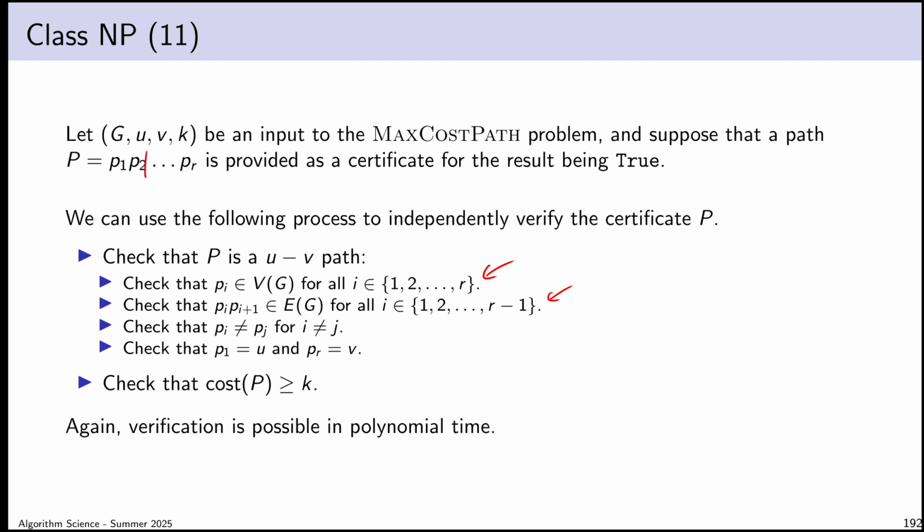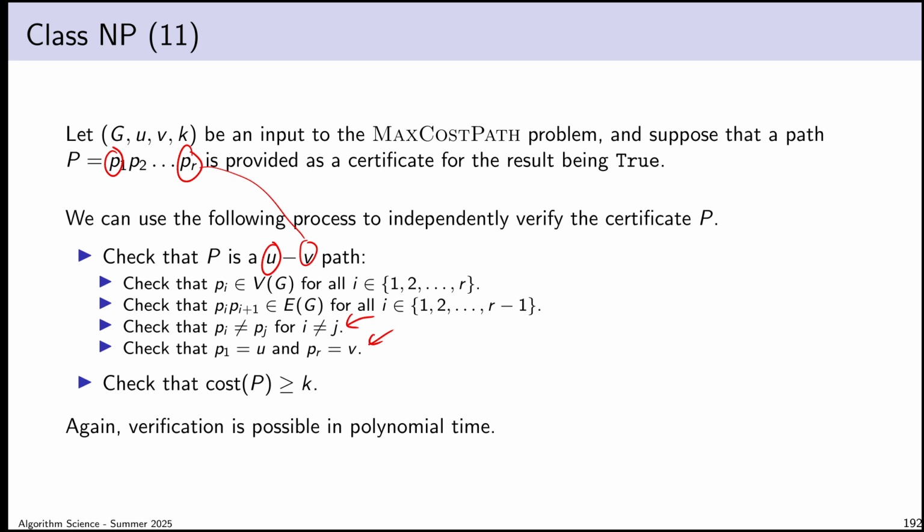Second, if I look at two vertices that are next to each other on the path, they have to be connected by an edge. In this case, it has to be a directed edge if it's a directed graph, so from P1 to P2, for example. So I verify that this thing here is in the graph as an edge for every pair of adjacent vertices along the path. Then I have to verify that no vertex appears twice along the path, because it wouldn't be a path in that case. And finally, I verify that the first vertex is the starting vertex I wanted, and the last vertex is the destination vertex that I wanted.